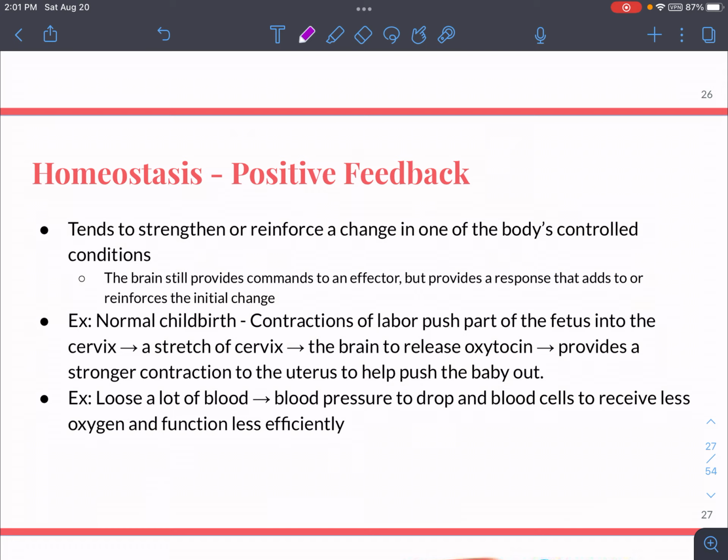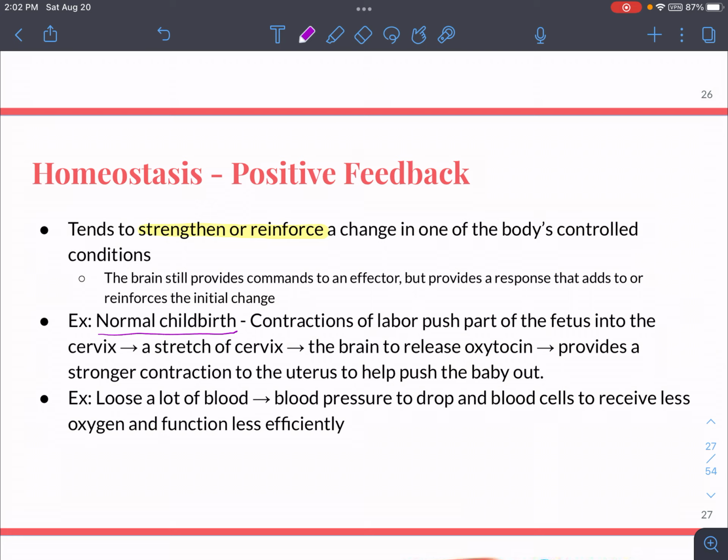Let's look at a positive feedback. Positive feedback tends to strengthen or reinforce a change in the body's controlled conditions. So the brain still provides commands to the effector, but provides a response that adds to or reinforces that initial change. The best example is natural or normal childbirth.